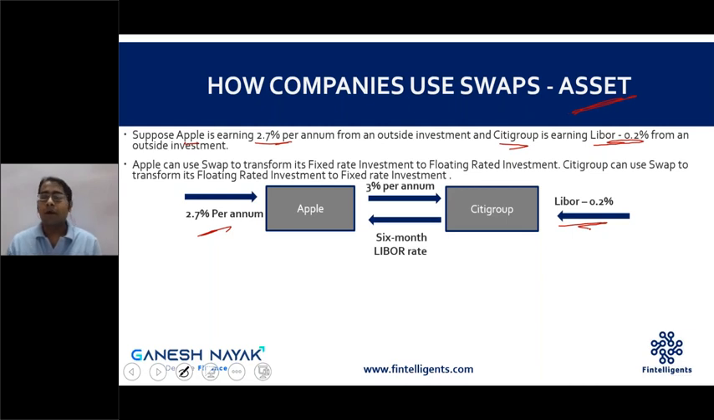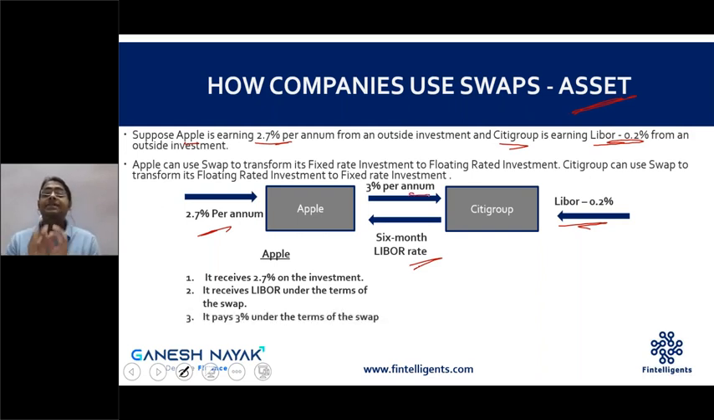Now, how is this actually going to change the entire thing? If you look at Apple, Apple is going to receive 2.7% per annum from the outside asset. It is also going to receive the 6 monthly LIBOR rate, and it is going to pay 3% per annum in that swap. If we combine all of this, you will realize that the first and the third part will negate each other. That means Apple is going to receive 2.7% and pay 3%. That means on a net basis, Apple is going to pay 0.3%.